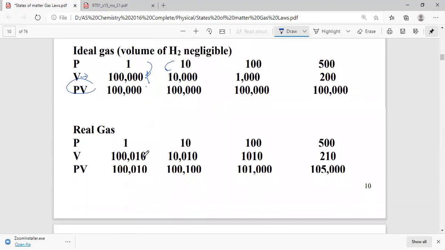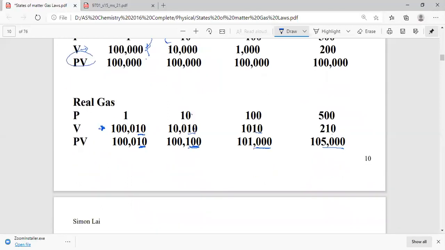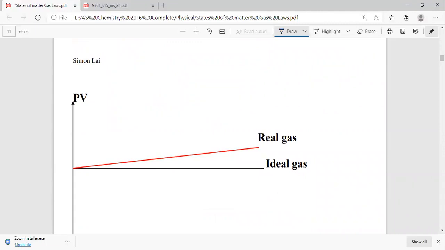But the real thing is, this is the real measured volume as we did an experiment. Because the 10 here cannot be neglected, it's 100,010. If it's 10, it's very small, hardly noticeable. 100,010 is not observable. But as you increase the pressure, the 10 cm cube times 100 becomes 1,000. The 10 times 500 gives us 5,000. You can see that for low pressure, it's quite near, so it's hardly noticeable. But as the pressure goes up, the 10 cm cube of your hydrogen times the increase in pressure will show a very positive deviation. See? This is positive deviation.